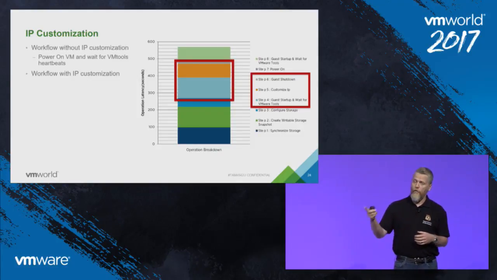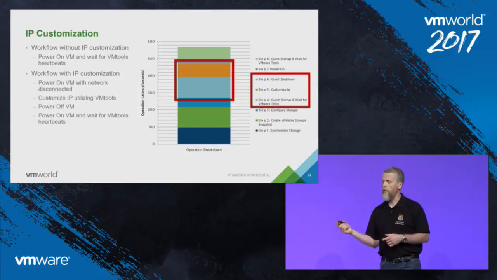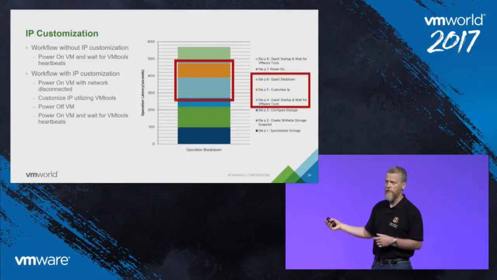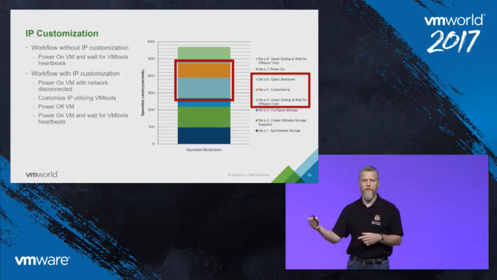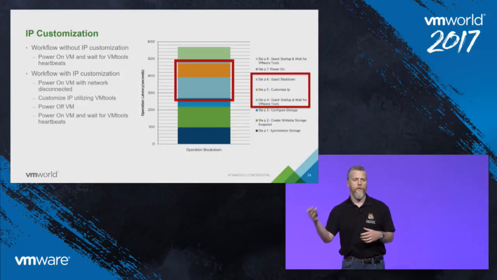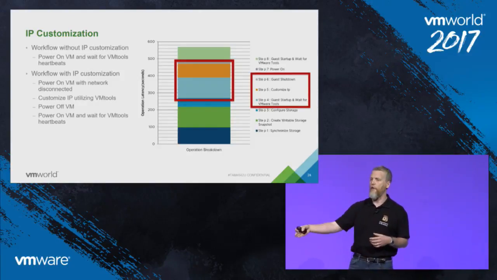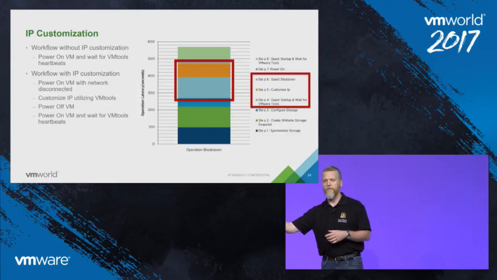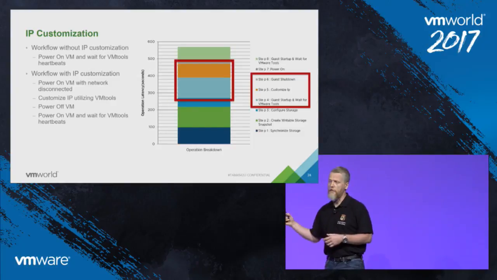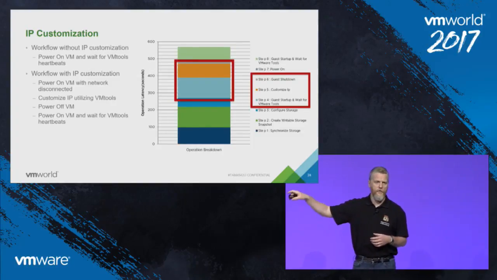If you want to use IP customization, then we're going to add a couple more steps. We're going to power on the VM with the network disconnected. We're going to use VM Tools to change the IP address. We're going to power the VM off, and then power it back on in the order that was defined earlier. So again, don't get me wrong, I'm not saying don't use IP customization.